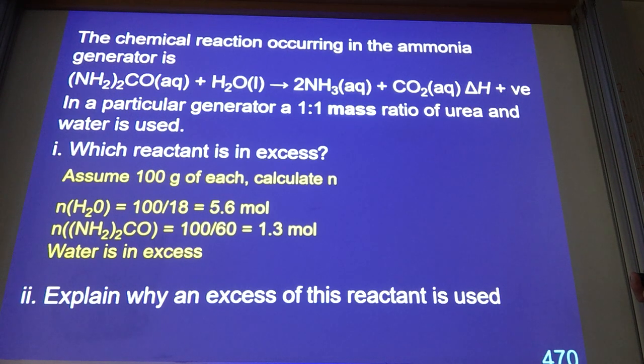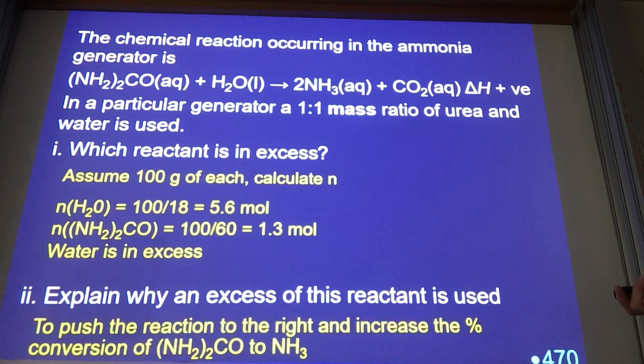Why on earth would we have an excess of water rather than an excess of urea? My guess is water's pretty cheap. Increases the percentage conversion. So you get more ammonia from your amount of reactant. Urea is what you've got to pay for. Water is, well, you've got to pay for it, but nowhere near as much as you would have to pay for the urea.